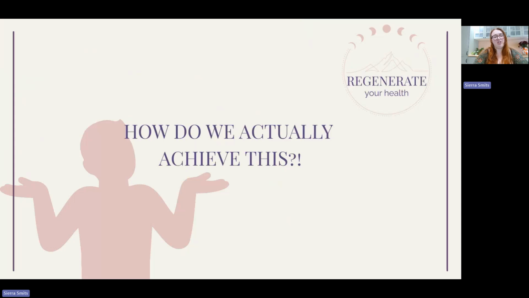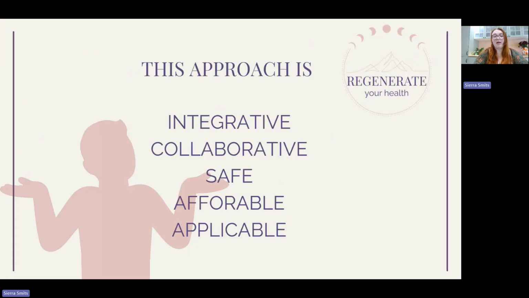So how do we actually achieve this? I am aware these are very big claims. So I actually have a roadmap on the 7 things that actually matter, but it's also important to realize that this approach is integrative, collaborative, safe, affordable, and applicable. So I'm not trying to sell you things you can't afford. I do have one-on-one coaching, but it's important to realize this is integrative, collaborative, safe, affordable, and applicable.